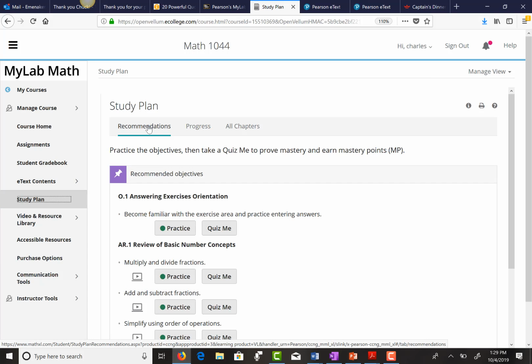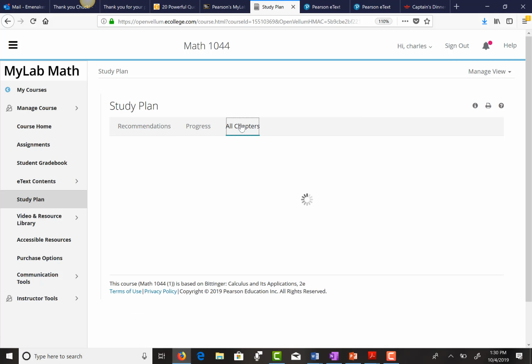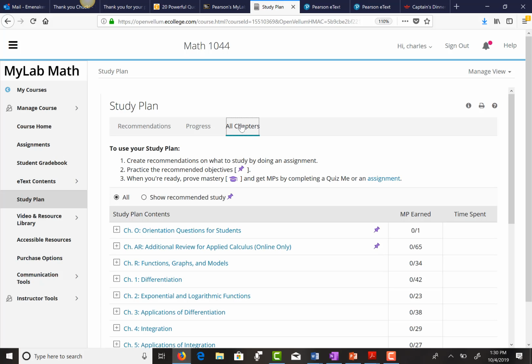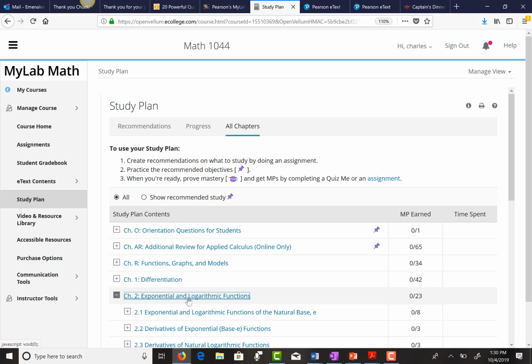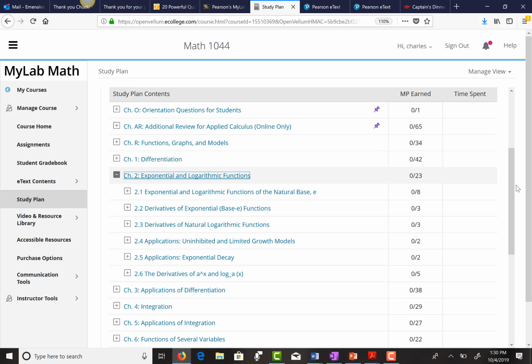and you come up with a couple of options, recommendations, progress. Let's just go with all chapters. And for you folks, what chapter are we in right now? We're in chapter 2. So if we go with chapter 2, it'll give you some stuff. Now, do these particular subjects match with what we're doing? The answer is no, because this is in calculus. But chapter 2 for you is going to say linear equations.